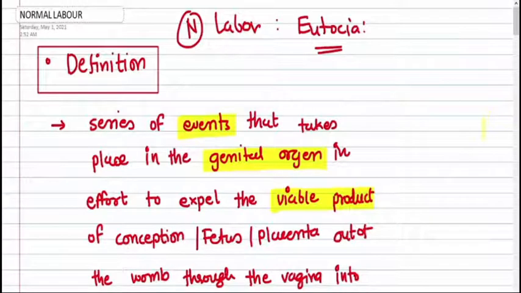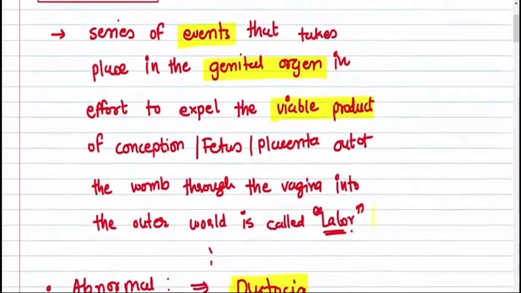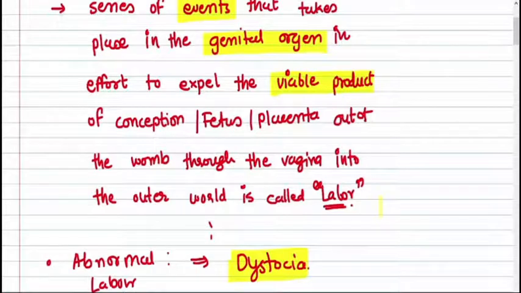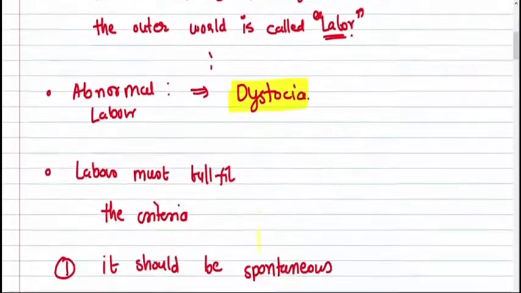Now let's talk about normal labor, that is called eutocia. Now let's start with the definition. A series of events that take place in the genital organs in an effort to expel the viable products of conception, that is fetus, membranes and placenta, out of the womb through the vagina into the outer world. It's called labor. Abnormal labor is called dystocia.